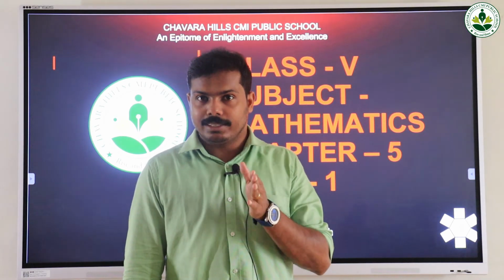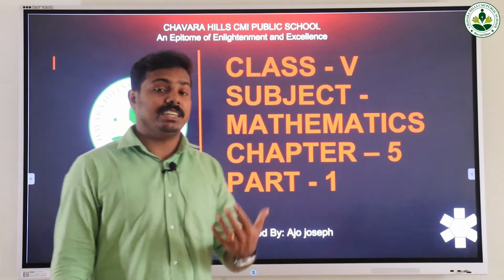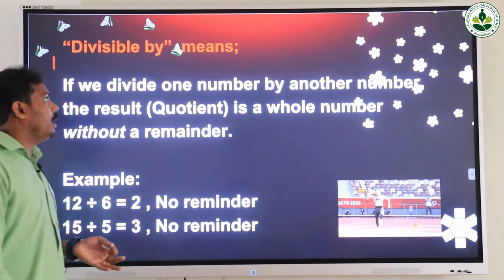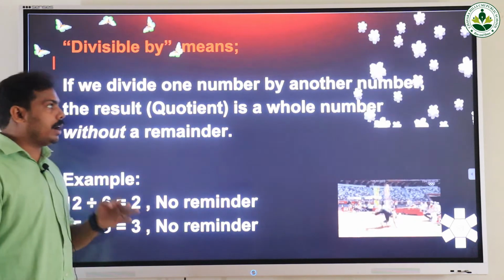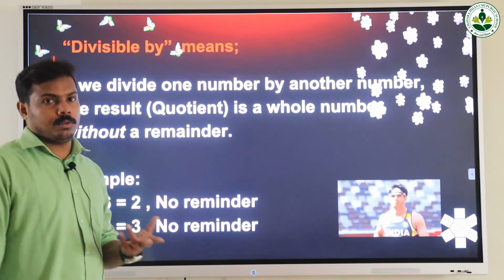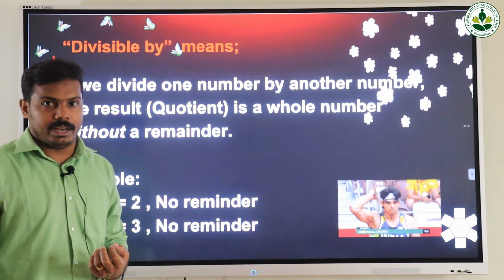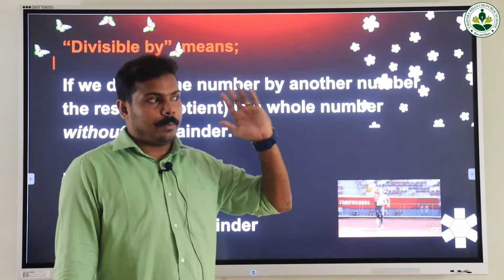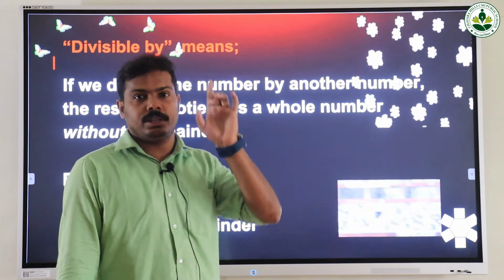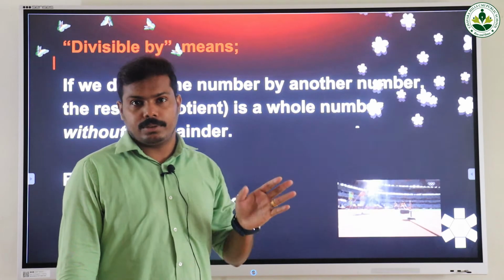You know the divisibility rule for 2, 5 and 10. So what do we mean by divisibility? The term divisible by means if you divide one number by another number, then the result, or quotient, is a whole number without a remainder. Divisibility means if you divide a number by another number, then we get the remainder as 0, and the result or quotient is a whole number.